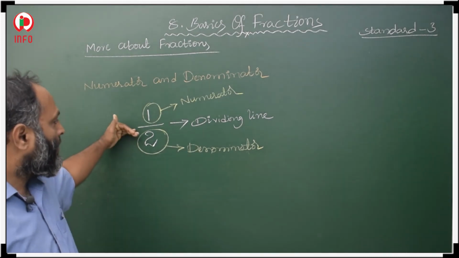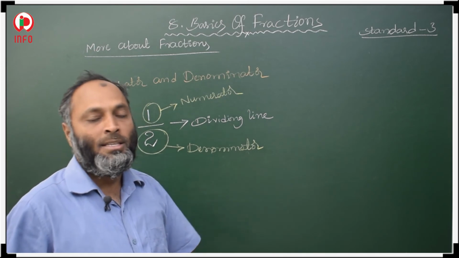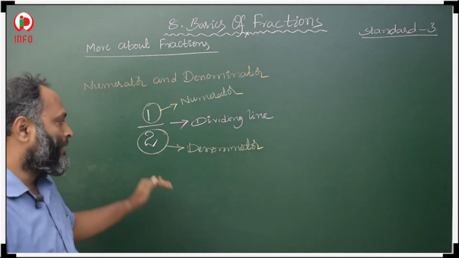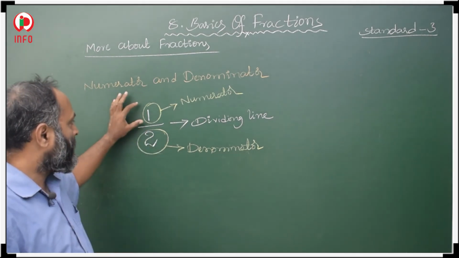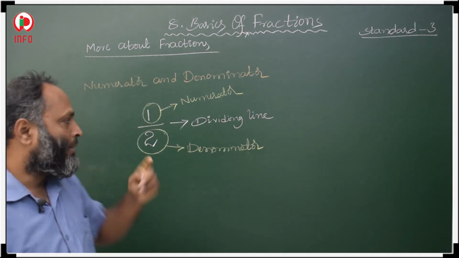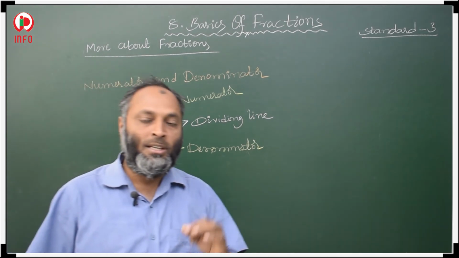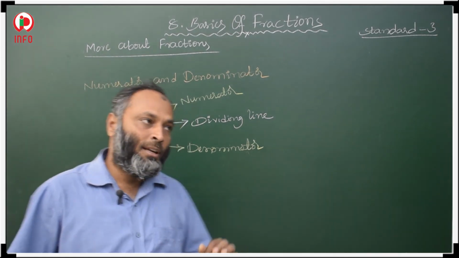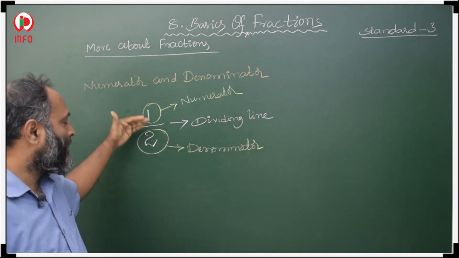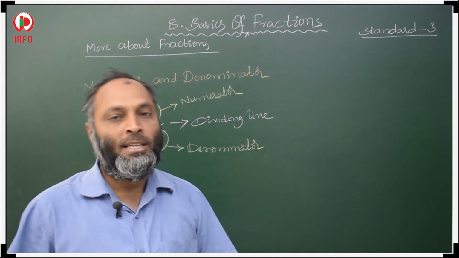The number above the dividing line is called the numerator. The number which is below the dividing line is called the denominator. So that is why this fraction is divided into 2 parts. One of the parts is the numerator, the second one is the denominator. So, what is the numerator? The number which is above this dividing line is the numerator. The number which is below the dividing line is the denominator.